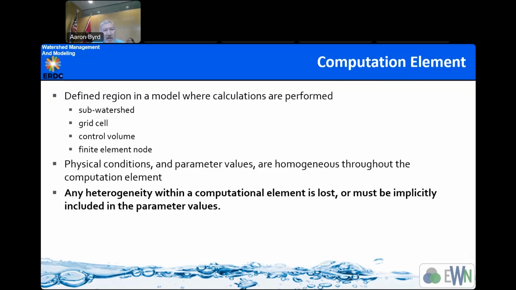When you're inside that computational element, the physical conditions and the parameter values are homogeneous throughout that computational element. And that's very important because any heterogeneity within that computational element is lost. So to simulate any heterogeneity within that computational element, since you're not doing it explicitly, you have to do it implicitly, which means it ends up in your parameter values.